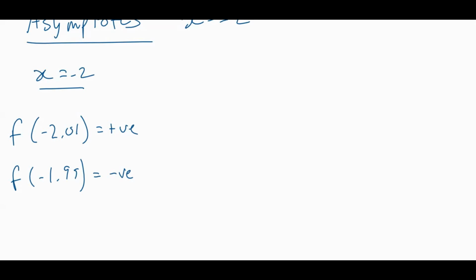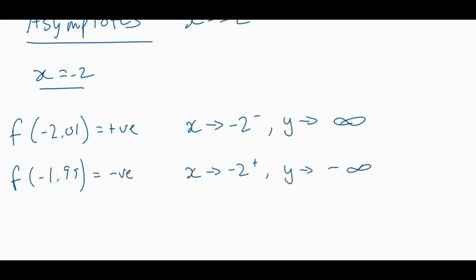Are you sure it's the proper way to write it, like as x? Yes, we're about to do that. Then, exactly right, we summarize. This is saying as x approaches -2 from the left, y is going to positive infinity. And as x approaches -2 from the right, y goes to negative infinity.